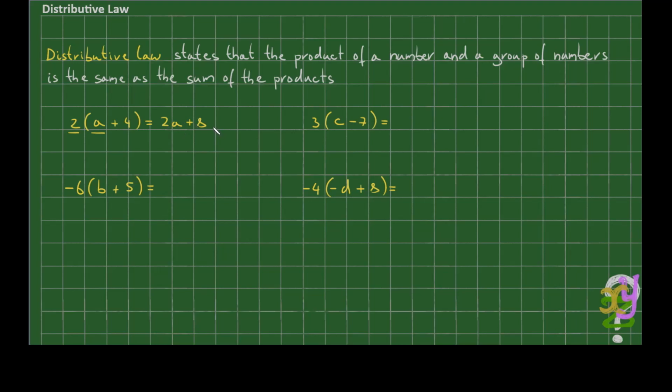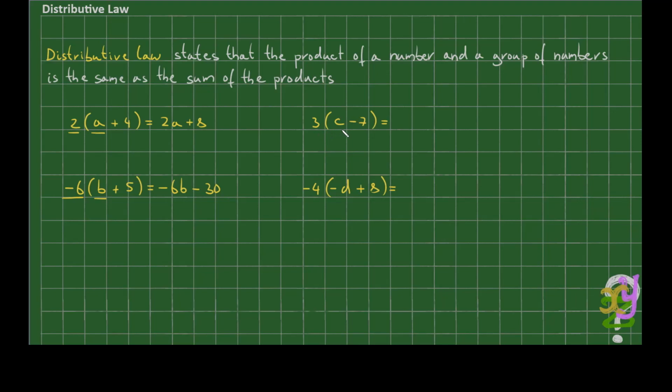We have to be particularly careful when we have negative values. So now I have negative 6 multiplied by b, well, that is negative 6b. Then I have negative 6 multiplied by positive 5. Recall that a negative multiplied by a positive will give me negative, so this is negative 30. Once again, this is as far as we can go.